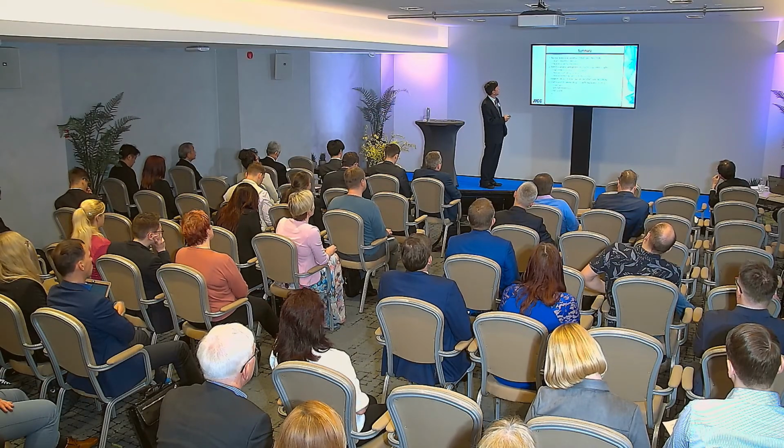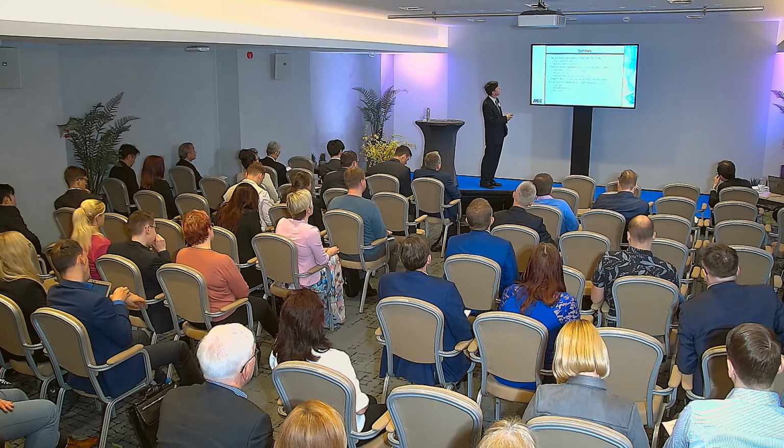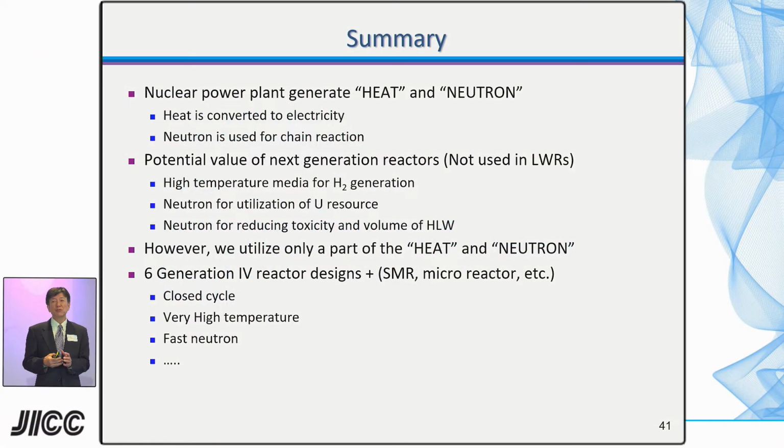my talk. Nuclear power plants generate heat and neutrons, right? By them, we have only used the electricity, right? But there is a potential to use heat and neutrons in a future system. The heat is converted to electricity, and neutrons are used for the fission chain. This is the current system, but in the future, we can use heat for hydrogen production, and we can use neutrons for the reduction of the high-level radioactive waste toxicity, okay?